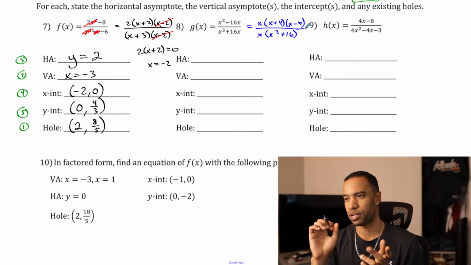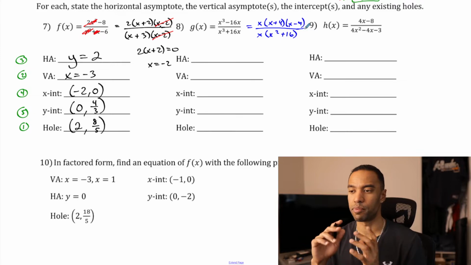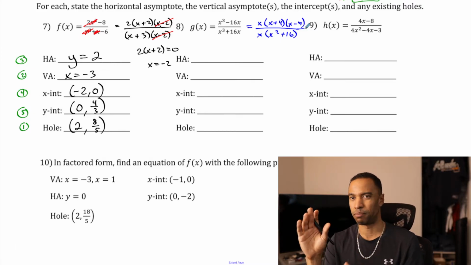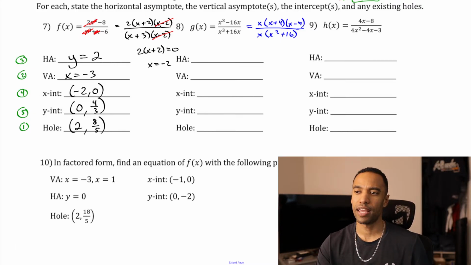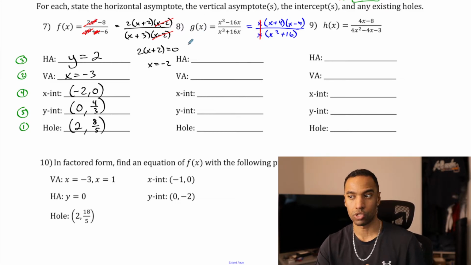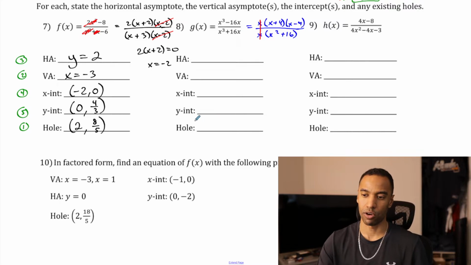Sum of two squares isn't a thing. Sum of two cubes is a thing, but sum of two squares, it's not for real numbers. That's not how it works. We do have an x over x right here that can cancel, and that does lead to one of our holes. So we do, once again, have a hole for this one. That hole is at x equals 0.